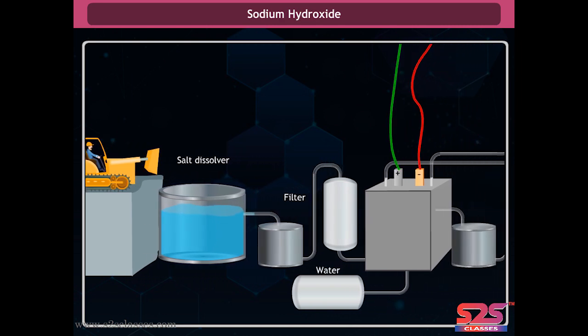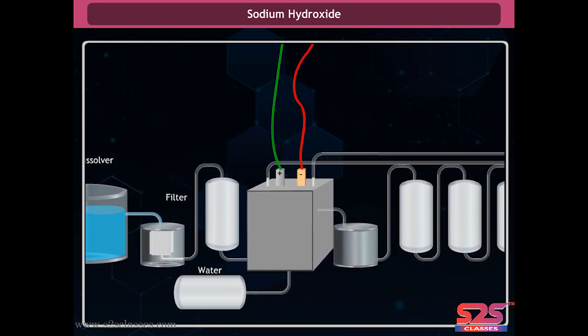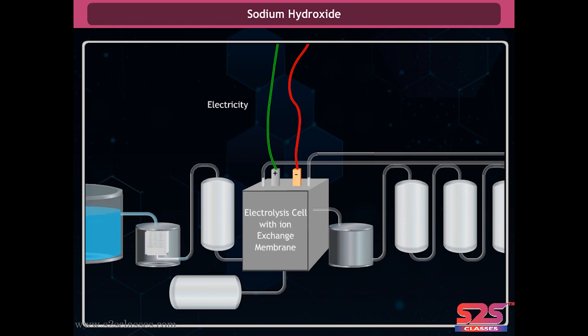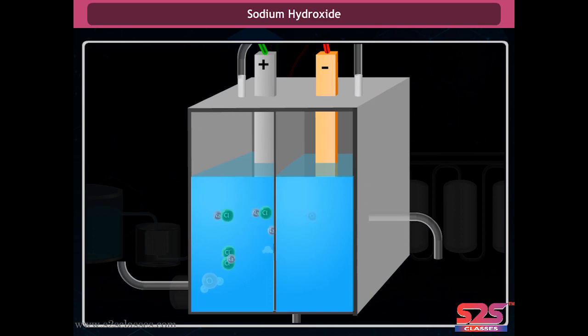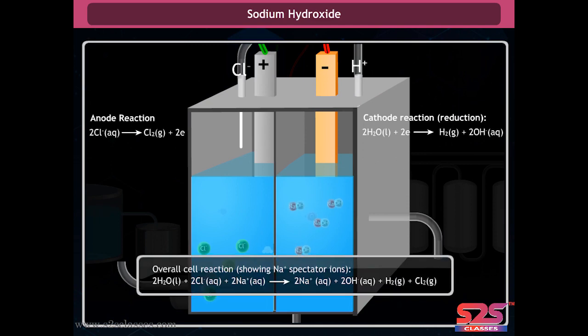Filtered brine solution is passed into the electrolysis chamber. When electricity is passed through an aqueous solution of sodium chloride called brine, it decomposes to form sodium hydroxide. Saturated brine enters the anode compartment where chlorine gas is produced. Chlorine gas is given off at the anode and hydrogen gas at the cathode.